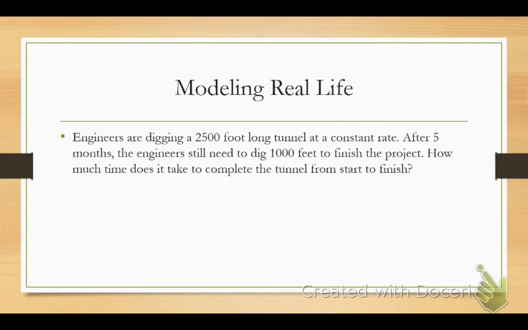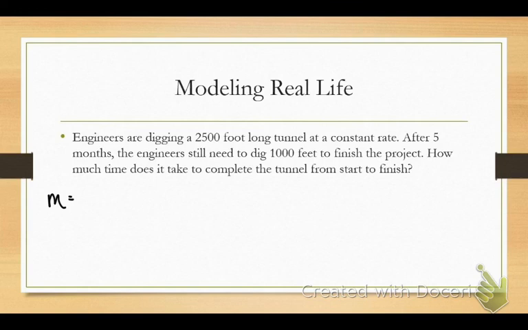All right, okay, so you had a problem like this in your lesson on Monday. You guys remember this example? You're digging a tunnel. So you have to find a rate. Once you find a rate, you can plug that in for m, and then you can solve other types of problems. Stop. Okay, so m equals, it says the engineers are digging a 2,500 foot long tunnel at a constant rate. So the constant rate part is important. After 5 months, they still need to dig 1,000 feet to finish the project. How much time does it take to complete the tunnel?